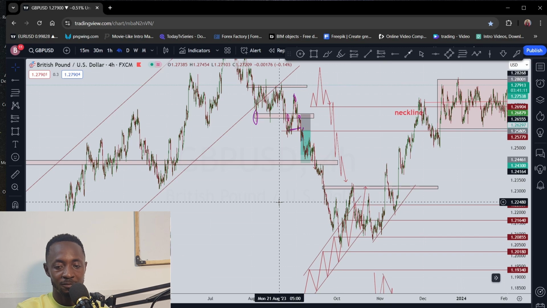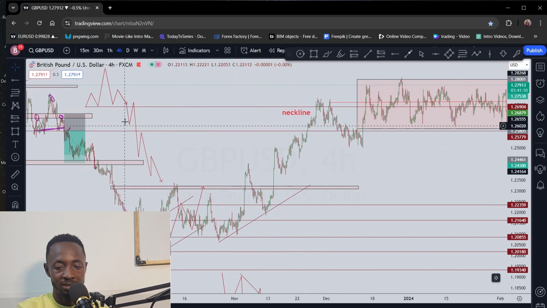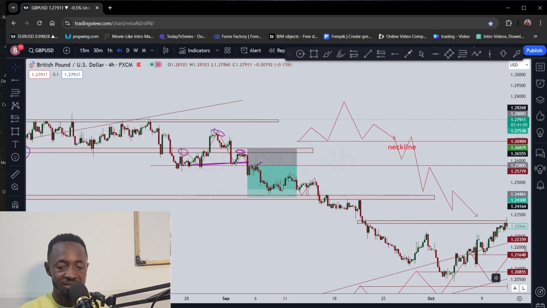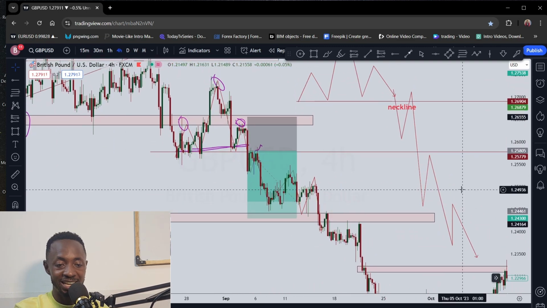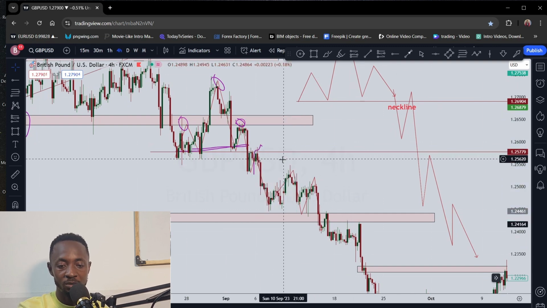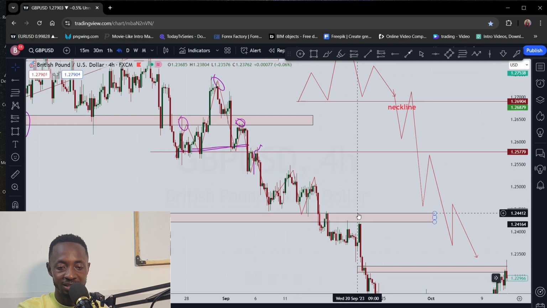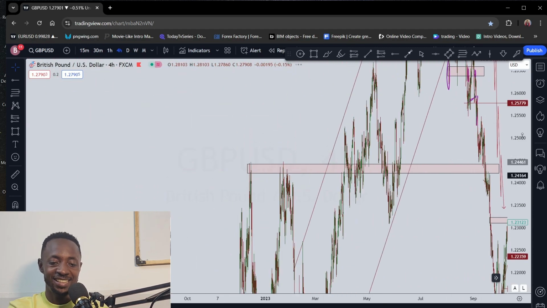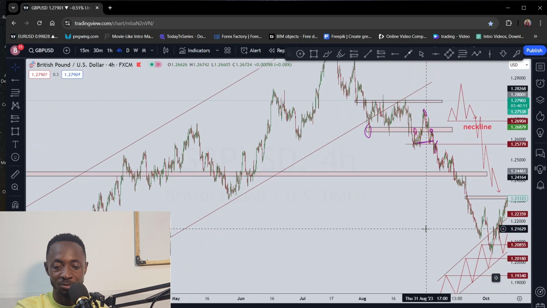Did you see that? So this should have been my TP if I'm not greedy. And did it hit my TP? Nicely done. If you zoom in again, even to this point where we are, I'm talking about head and shoulder now. You will still spot another head and shoulder, if you have eyes. So that should have told me that this market still wants to continue.